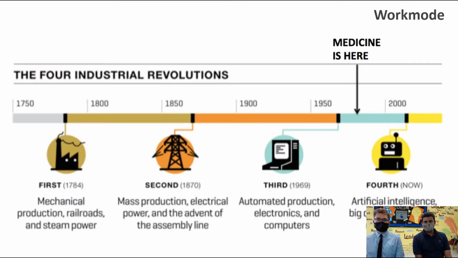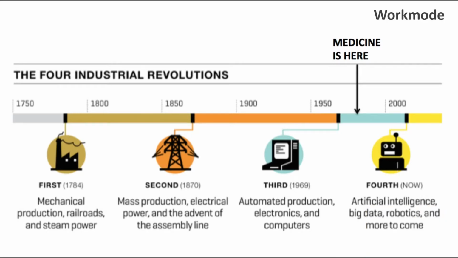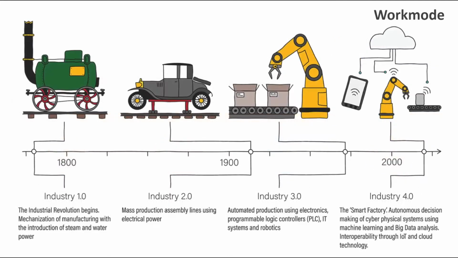Here, just pause the video and read whatever you can. We give you some pictures of the first, second, third, and fourth industrial revolutions. Once again, pause the video, and when you finish reading, you can move on to the next slide.